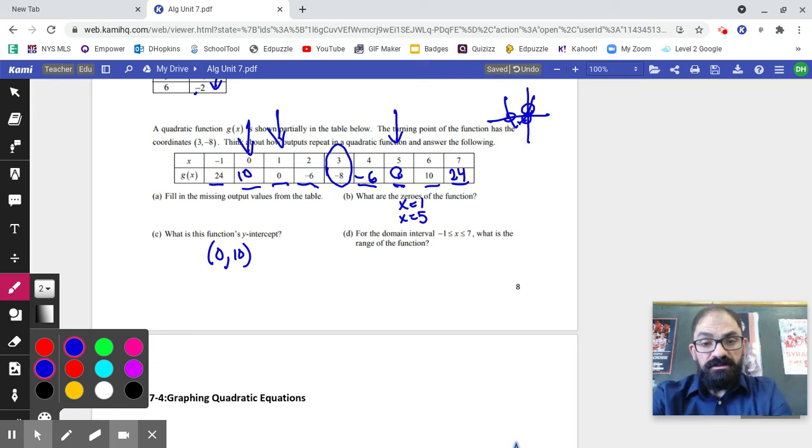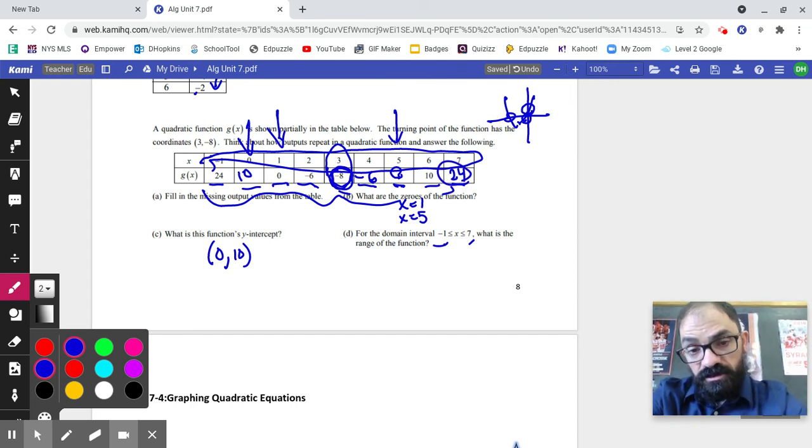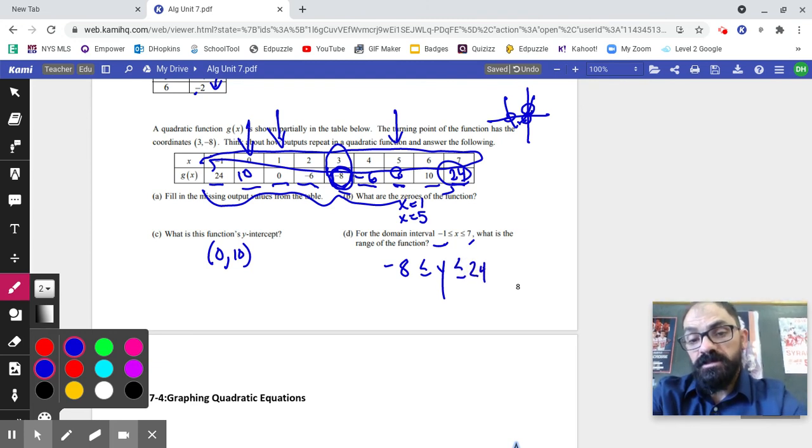And lastly, for the domain interval negative 1 to 7, so that's stating all of these, negative 1 to 7, what is the range? Again, we always list from lowest to greatest. So let's look at the range. That's the y values. The lowest is negative 8, and the greatest is 24. So it's going to be negative 8. Range is the y values to 24.